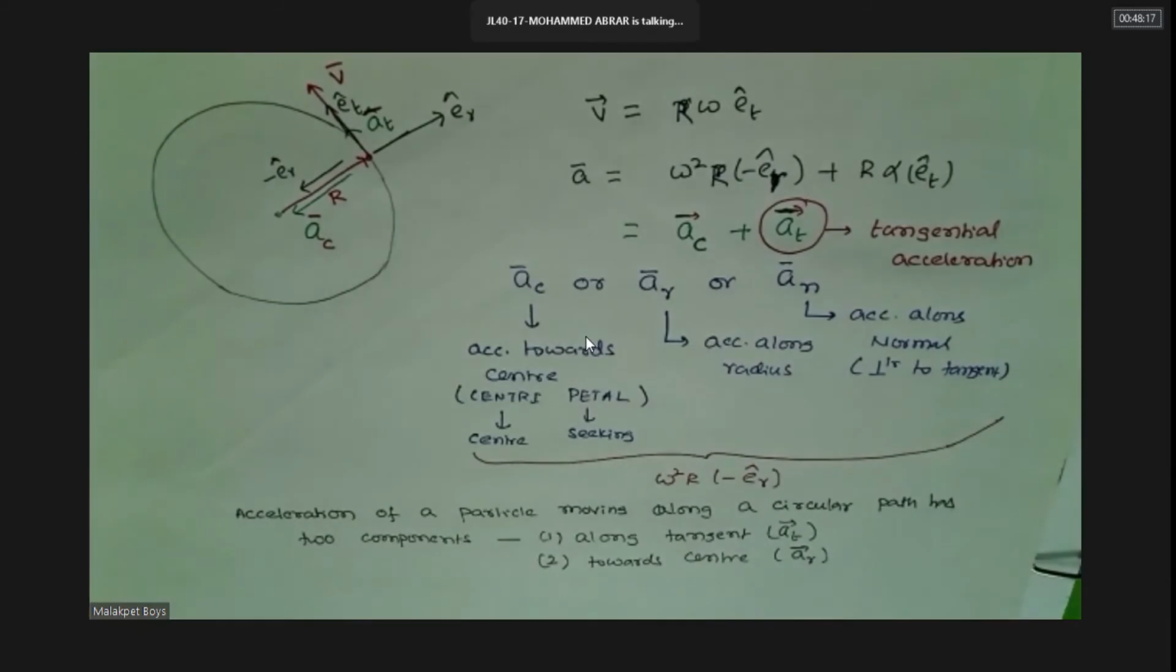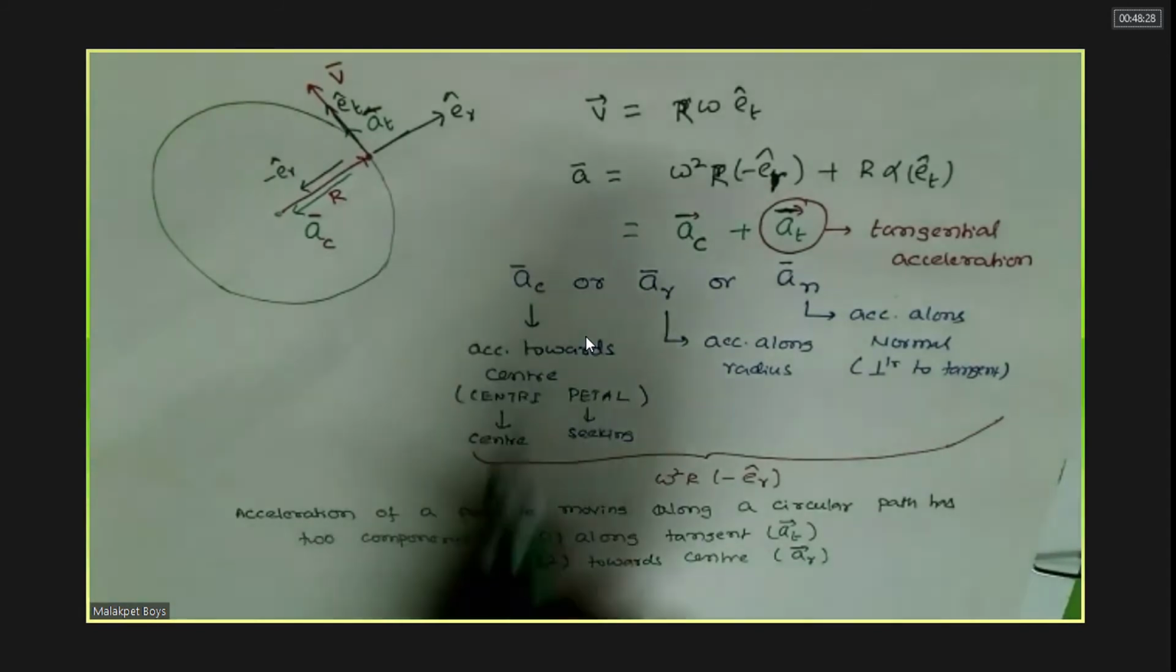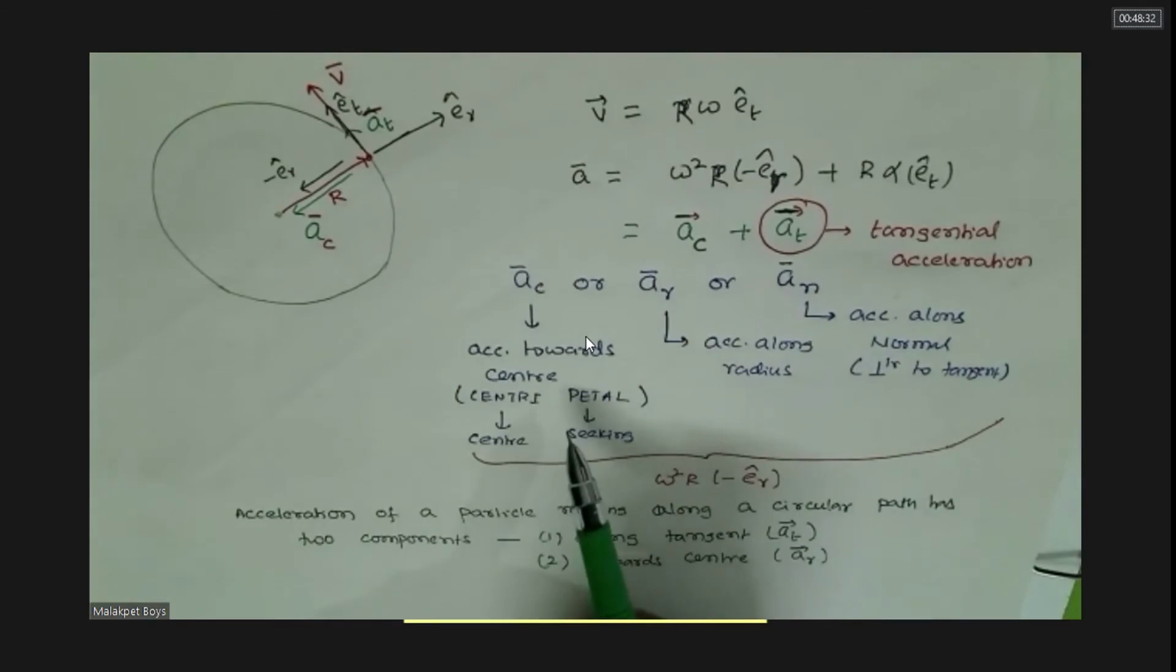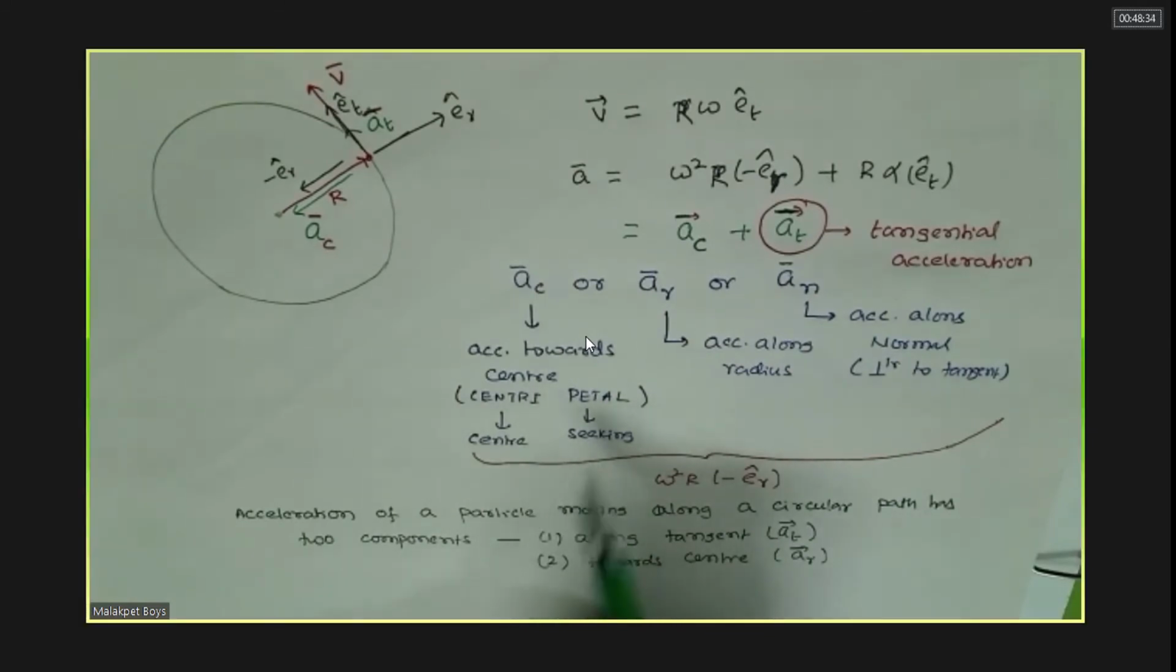Sir, the AC can be represented as AR or AN also. Anywhere, all three are the same. They mean the same, yes. Centripetal means towards the center. Petal means seeking. Center seeking means it is directed towards the center. Understood this?